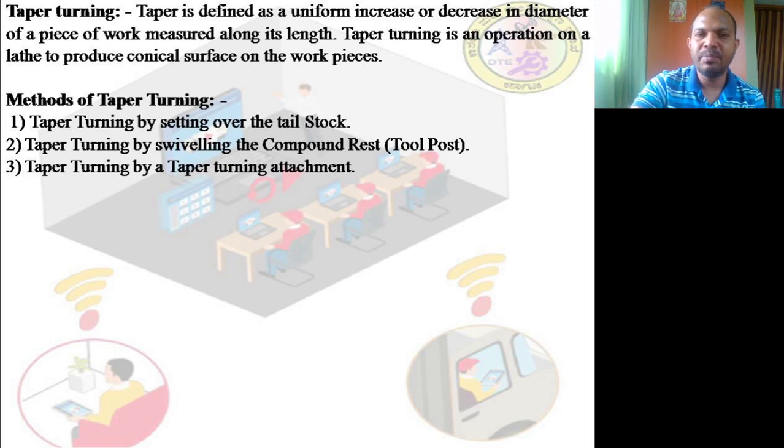And this taper turning can be done with different methods. One is taper turning by setting over the tailstock. Setting over the tailstock means, for the workpiece that we are using in the headstock, we offset or set over the tailstock, that is, taper turning by moving the tailstock itself. And the second one is taper turning by swiveling the compound rest method. Compound rest or tool post.